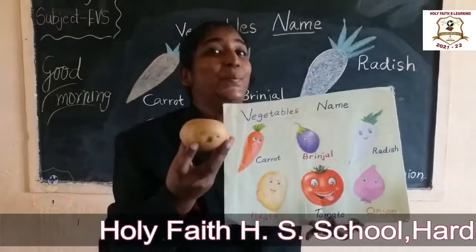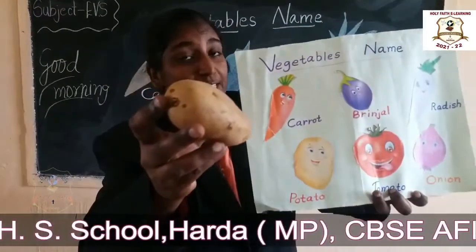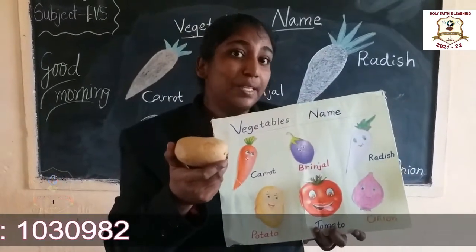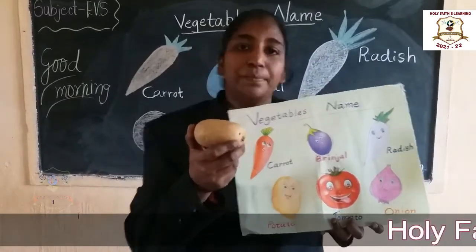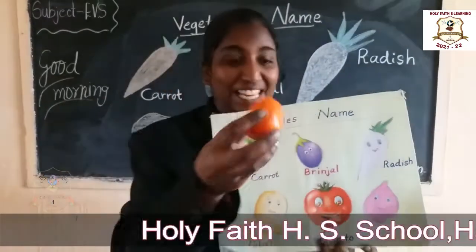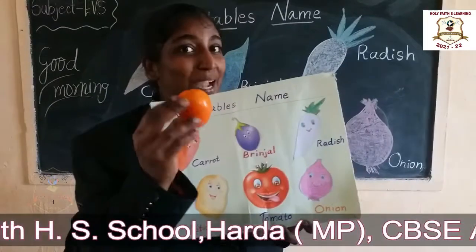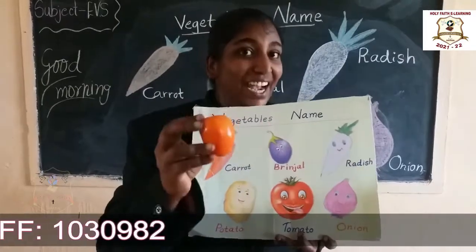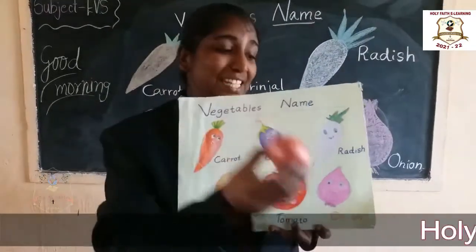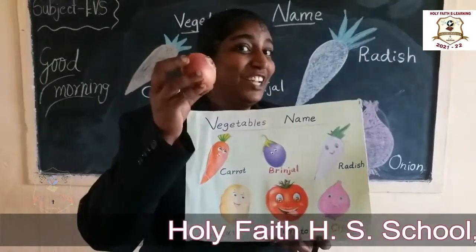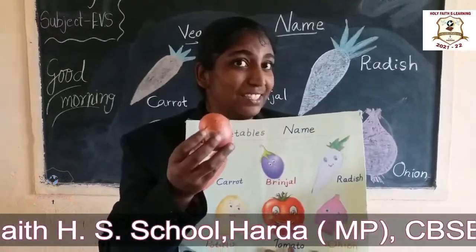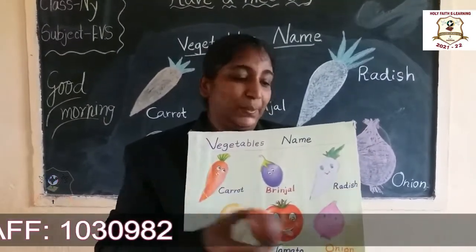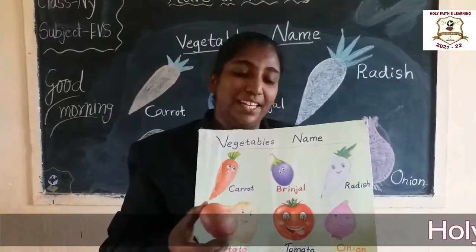Potato. What is the color of this potato? Yellow. Some potatoes are brown in color also. Tomato. What is the color of this tomato? Red. Onion. What is the color of this onion? Red. Some onions are white in color also.